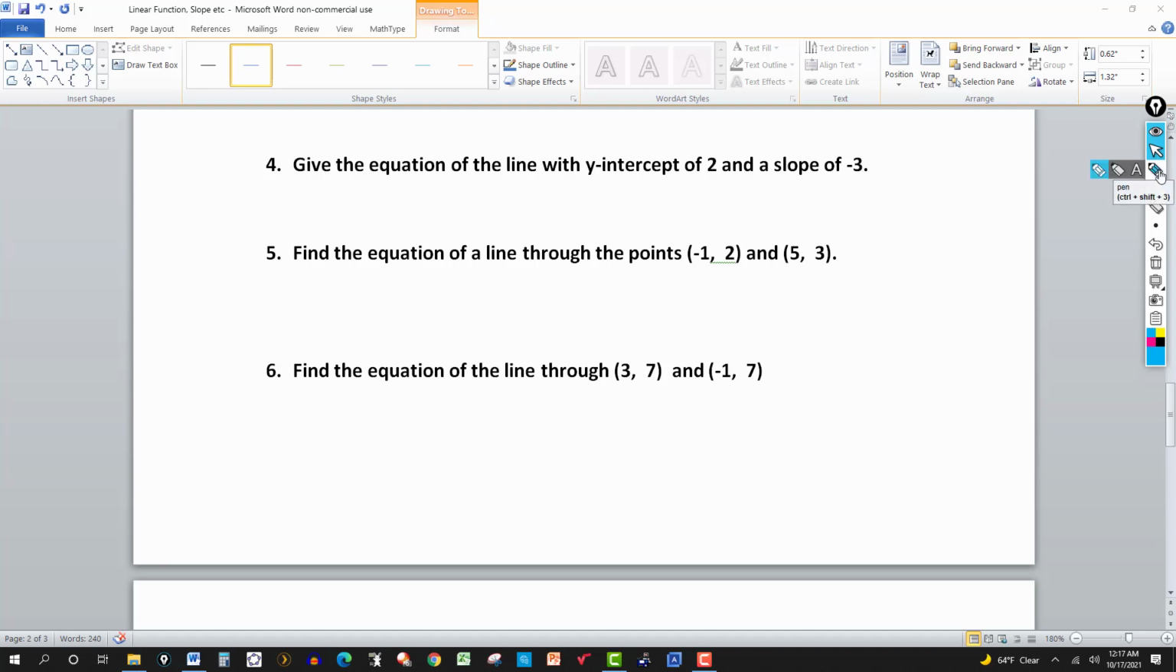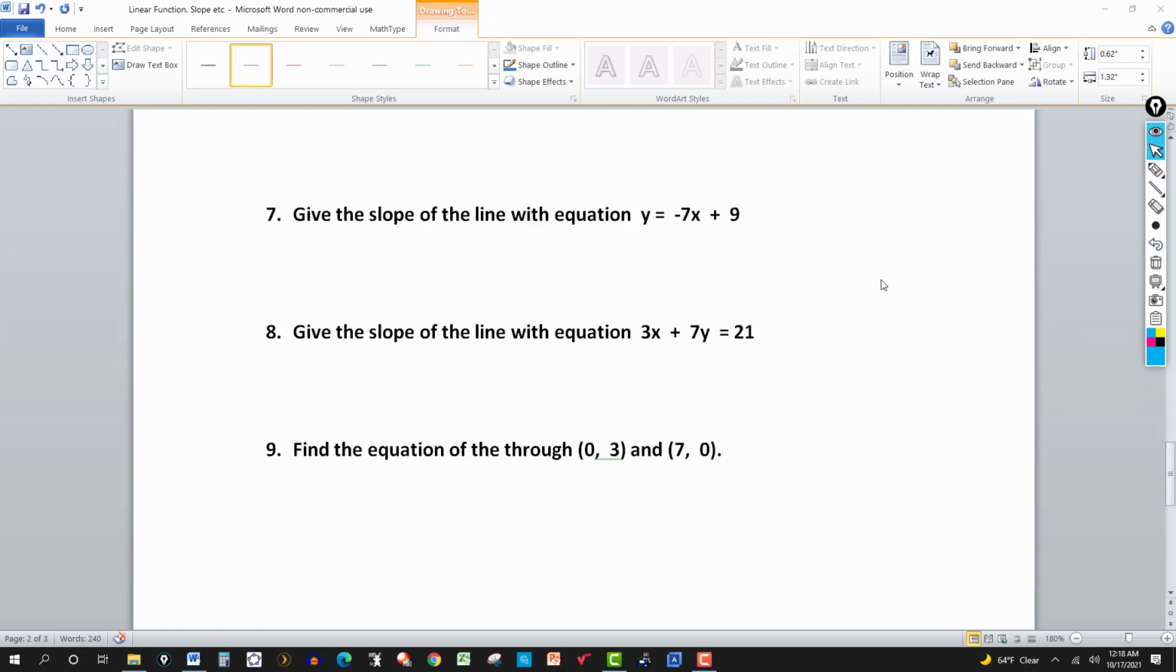If it's a horizontal line, that means the y is always the same. That's why the equation will always be y equal to some number. In this case, because the y value is always the same, the equation of the horizontal line is y equal to 7. Cancel this now. Go to the next one.